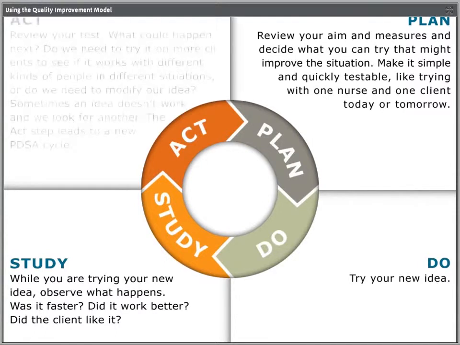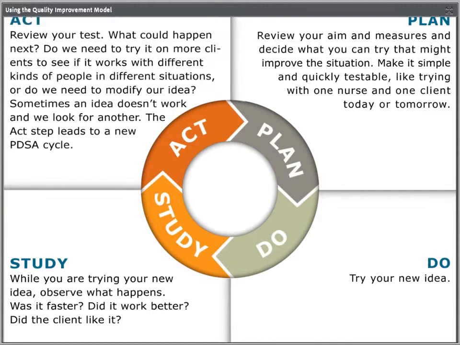And then the act part is you review that test. What could happen next? Do we need to try it on more clients to see if it works with different kinds of people, in different situations, or do we need to modify our idea? And sometimes it doesn't work, and we ditch it and we try another one. And that's why this is a cycle. The ACT step always leads to a new PDSA cycle.